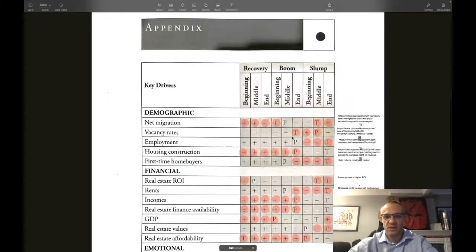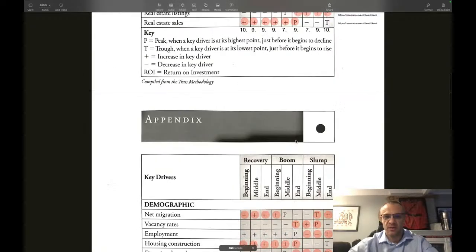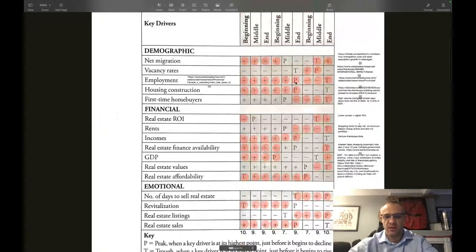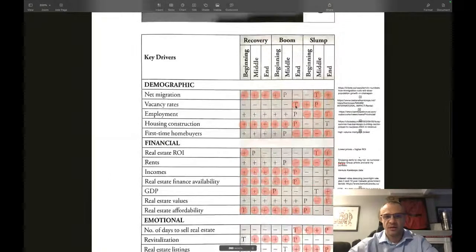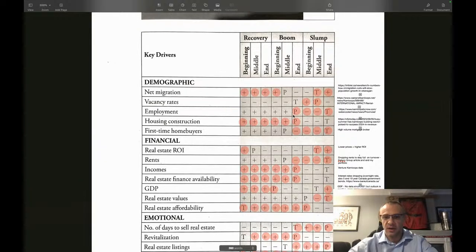I got a difference here too in employment. Are we at peak employment right now? We could be. And vacancy rates. Are we at the bottom of vacancy rates? No, we certainly are not. So I messed that up this time because vacancy rates are climbing. We're not anywhere near the bottom. The vacancy rates are increasing. Okay, so that would explain that.